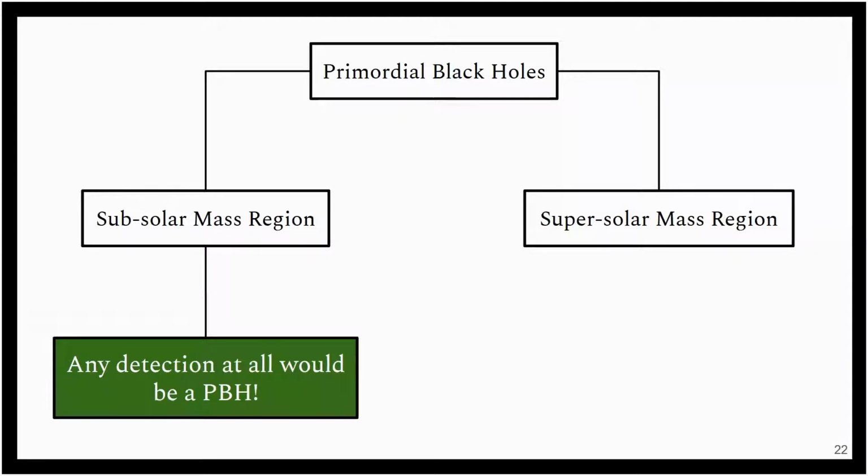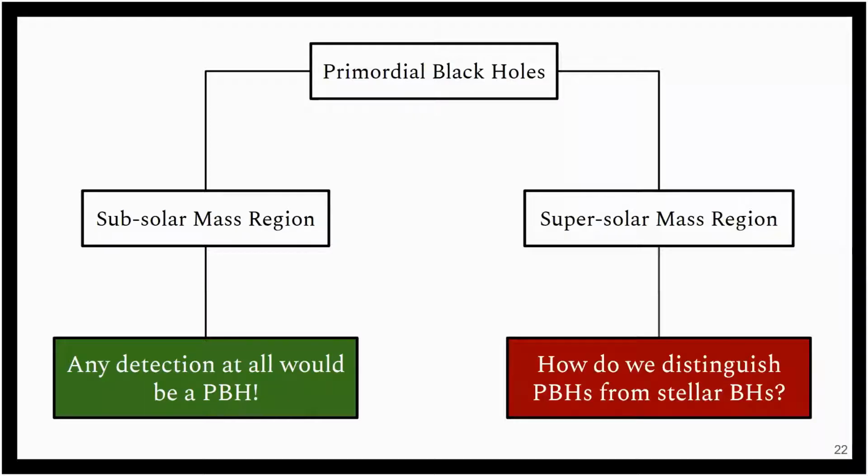a primordial black hole. Of course, this is barring, I think, Surendra's upcoming paper where he thinks that we could also possibly detect heavy neutron stars. But at least from our perspective, we think that if we made a detection, it would most definitely be a primordial black hole. And in the supersolar mass region, the main issue becomes differentiating it from other stellar black holes or other objects for that matter. So that's something we need to focus on as well and address.